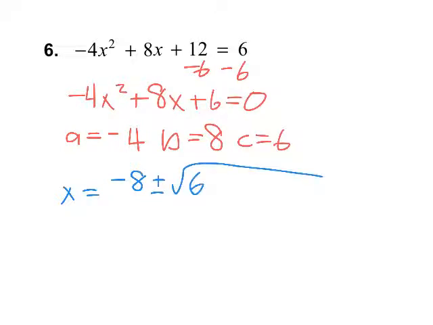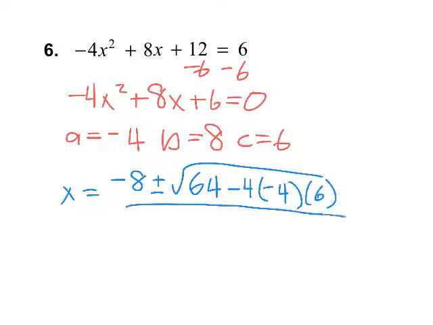b squared, which is 8 squared, is 64, minus 4 times a, which is negative 4, times c, which is 6, all over 2a. So 2 times negative 4 is negative 8. So now I get my calculator out and do my square root part.